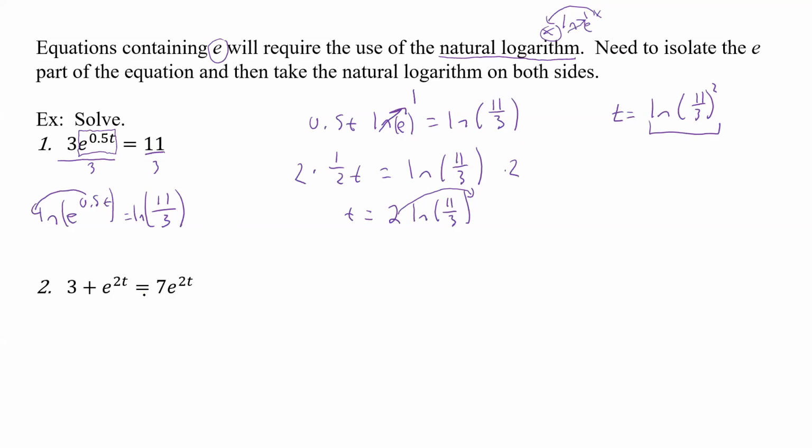All right, well, what about this one? Well, look at this. We have 3 plus e to the 2t equals 7e to the 2t. Well, that and that are the same. So if I subtract e to the 2t, that gives me 3 equals 6e to the 2t, because this one has a 7, this one has a 1. 7 minus 1 is going to be the 6.